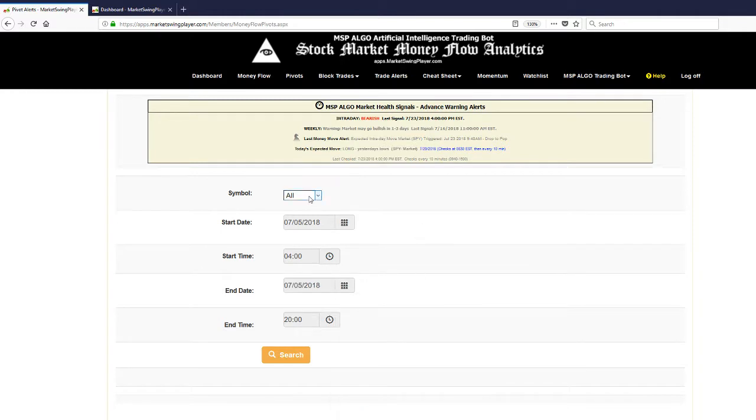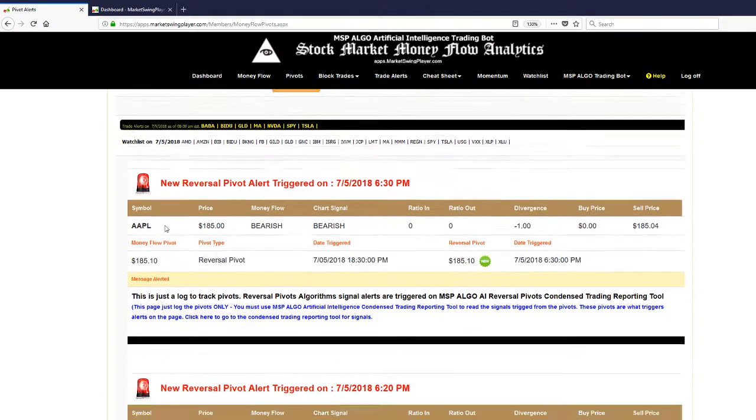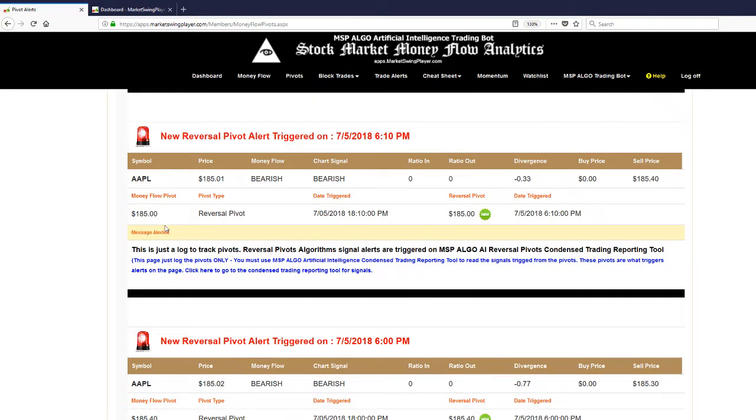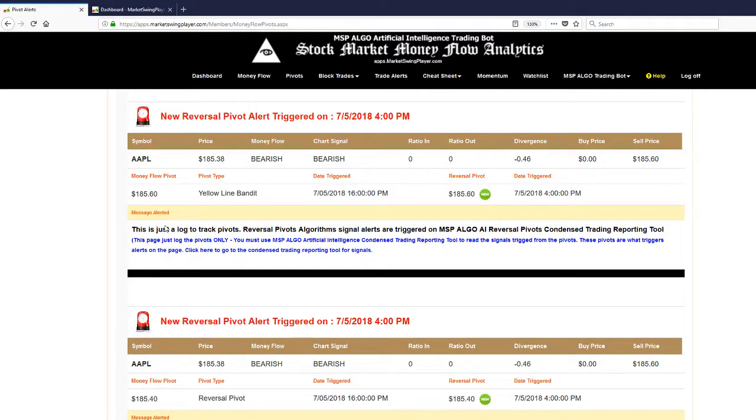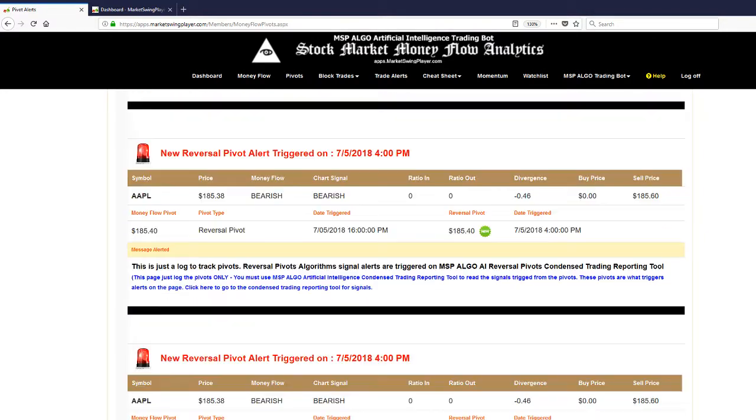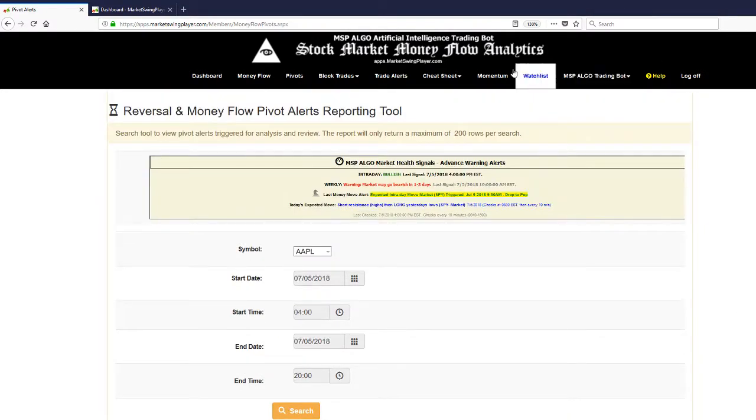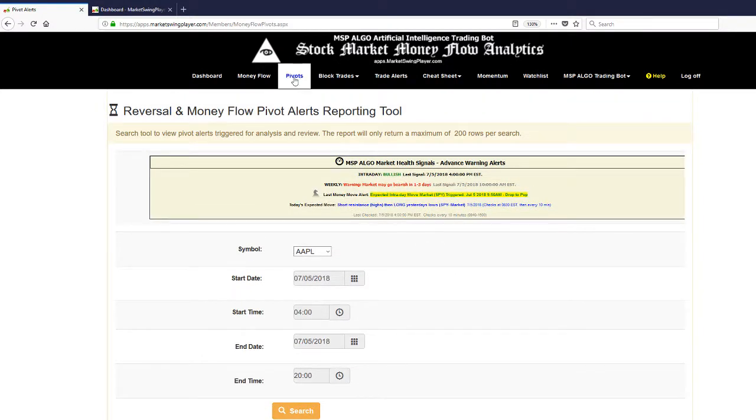So this time we're gonna try to find a stock, let's say Apple, and see if any pivots came out. So we could see that we did get pivots for that day. So what MSP ALGO does is analyze that price action to create alerts. We'll go into it in depth in another video.